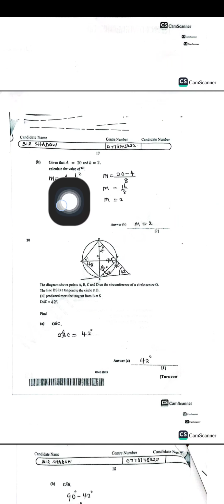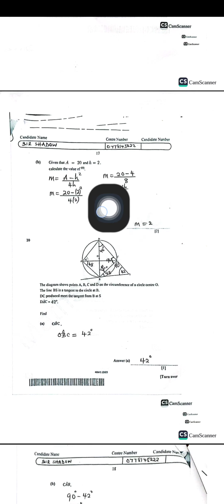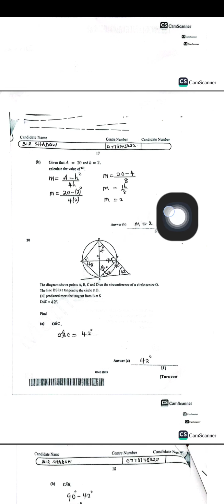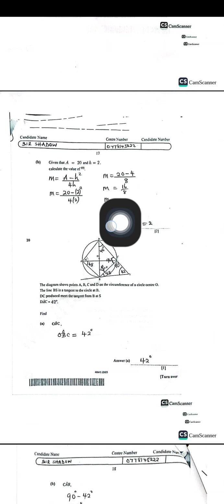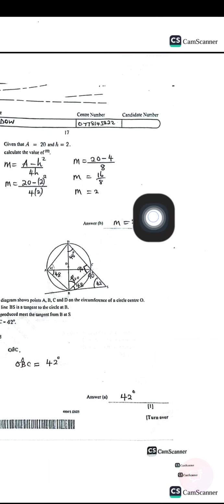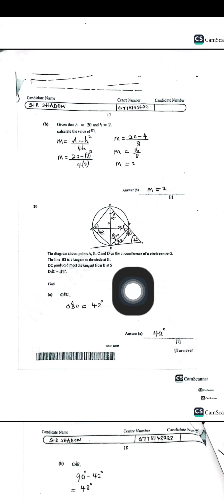So M is equal to A minus H squared over 4H. M is equal to, A is given as 20, minus H, given as 2, squared, over 4 times 2, which is M equals 20 minus 4 over 8. So M is equal to 16 over 8. 8 into 16 is 2. So M is equal to 2.